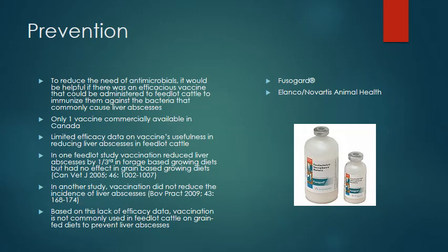In one study done in Canada, they found that vaccination did reduce the incidence of liver abscesses in cattle that were on a forage-based growing diet. However, it had no effect on cattle on a grain-based growing diet, which is typically what our feedlot cattle are on. In another study conducted in the U.S., vaccination did not reduce the incidence of liver abscesses. Therefore, it is not common for feedlot veterinarians to recommend vaccination, given the limited efficacy data out there, as well as the cost of the vaccination and long withdrawal period.